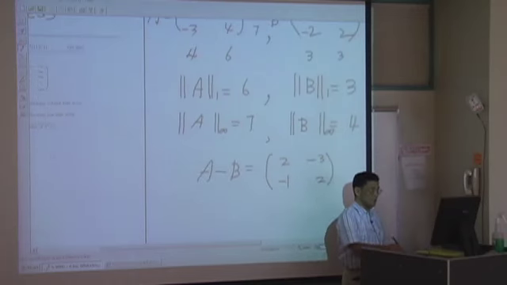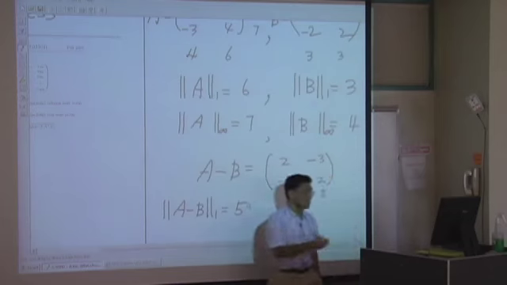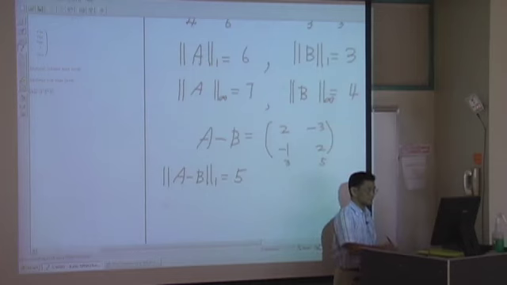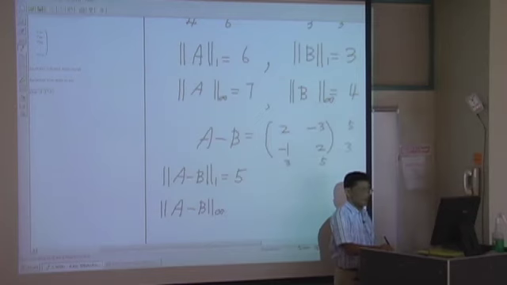Then the A minus B one norm is like doing this column sum, the absolute value column sum, right? So the A minus B one norm is 5. Do you follow me? And similarly, the A minus B infinity norm is done: 5, 3.